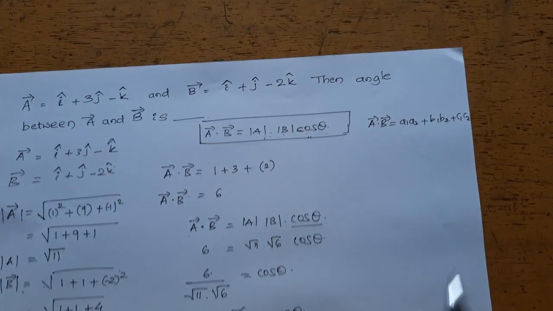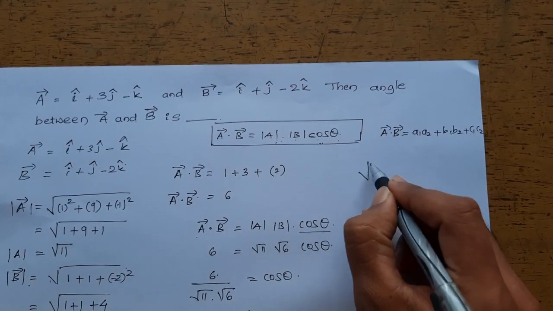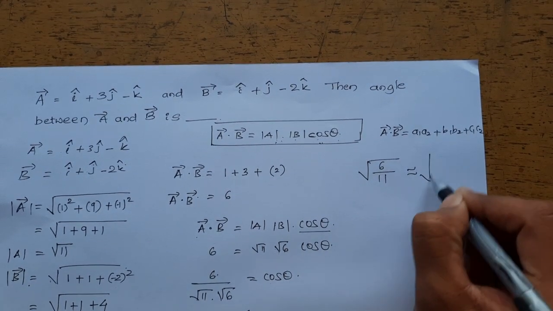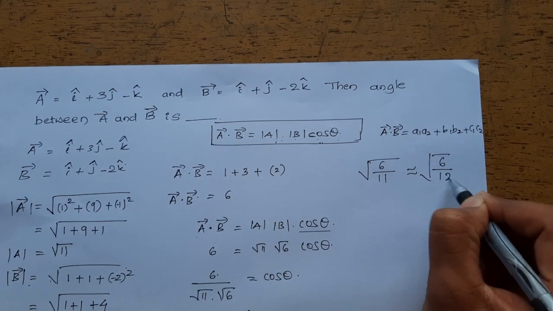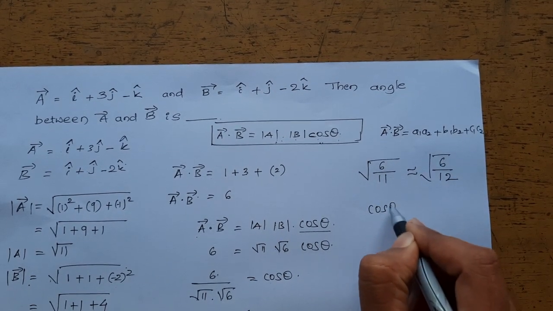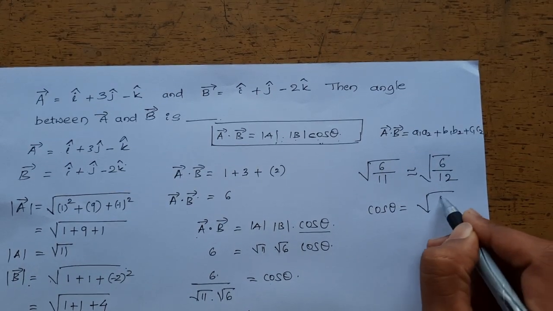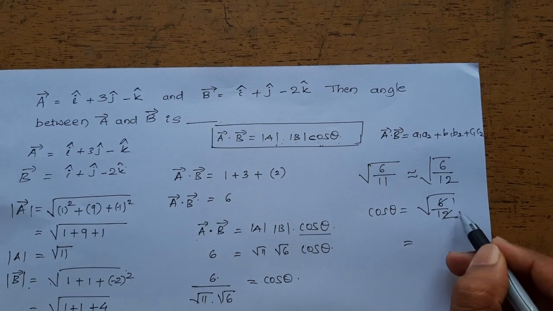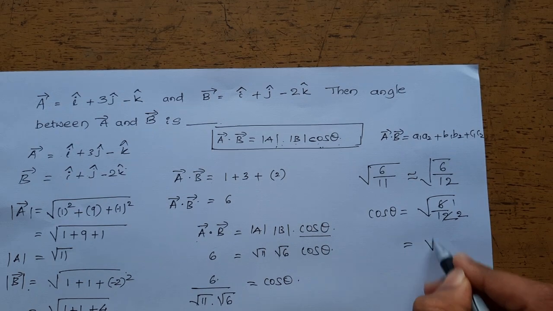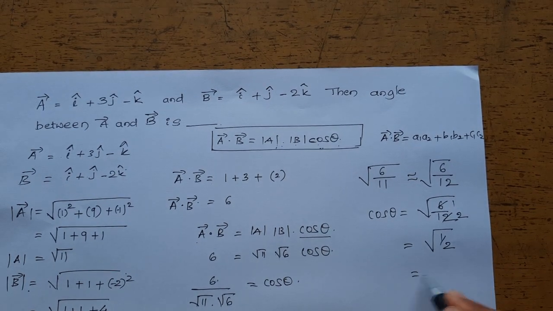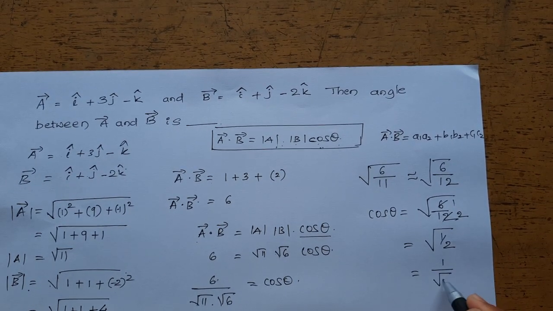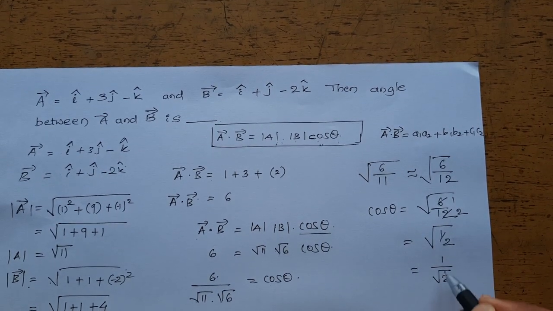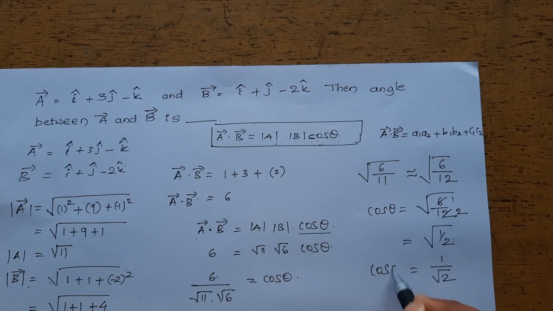Nearly, we can write root 6 by 11 is nearly equal to root 6 by 12. So therefore we can write cos theta is equal to root 6 by 12, that is nothing but root of 1 by 2, or nothing but 1 by root 2, because root of 1 is 1 only. This 1 by root 2 is cos theta.